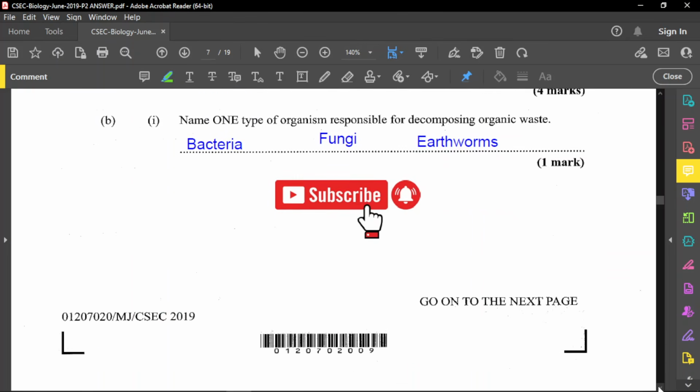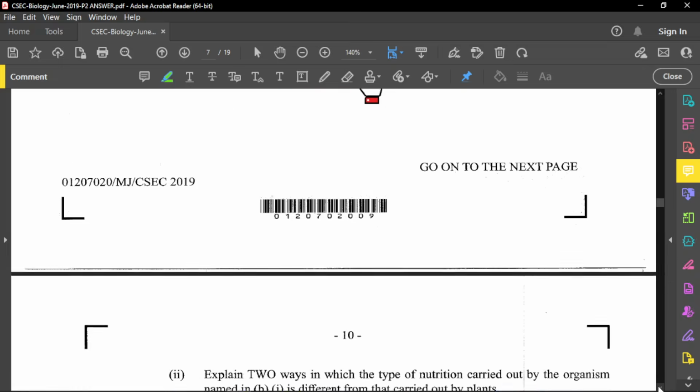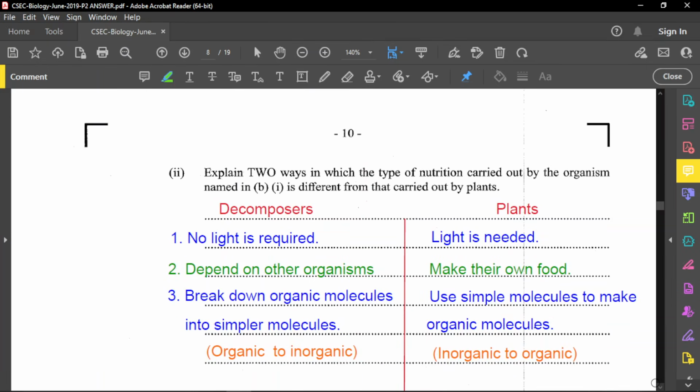And of course, bacteria will be our most common answer. That will be the common answer for most students. All right, for part 2 of this question, it says explain 2 ways in which the type of nutrition carried out by the organism named in B1 is different from that carried out by plants.